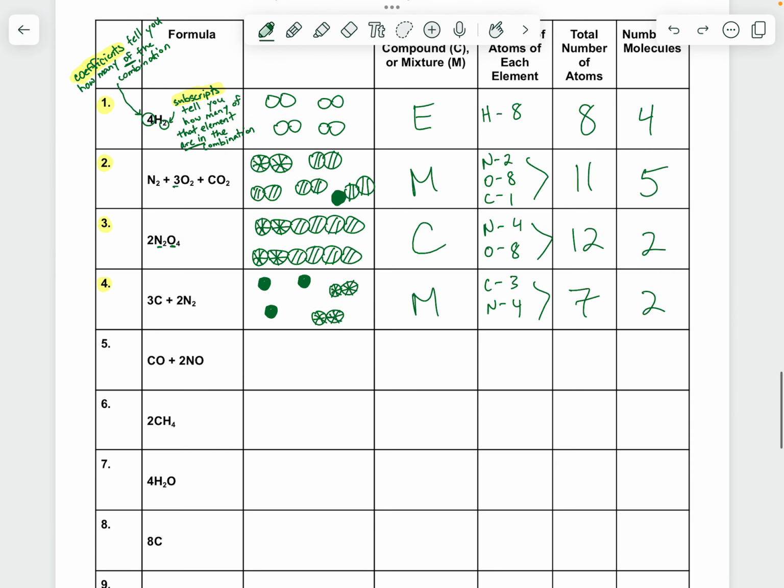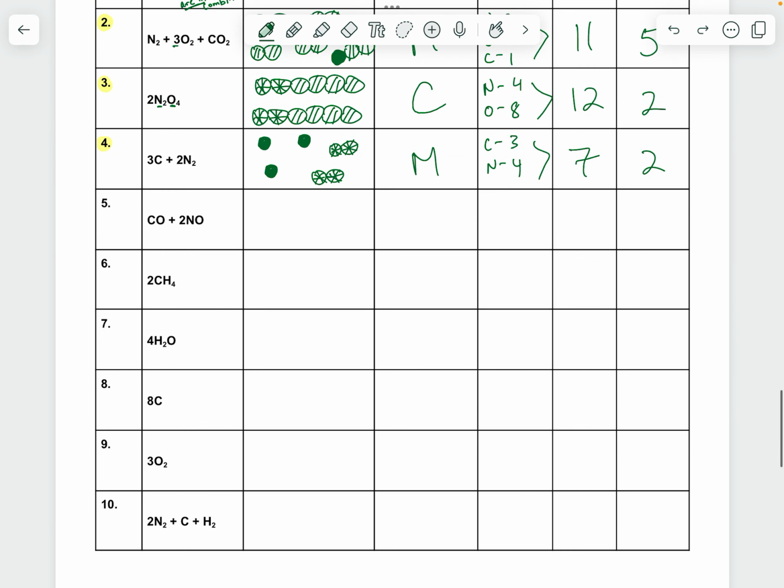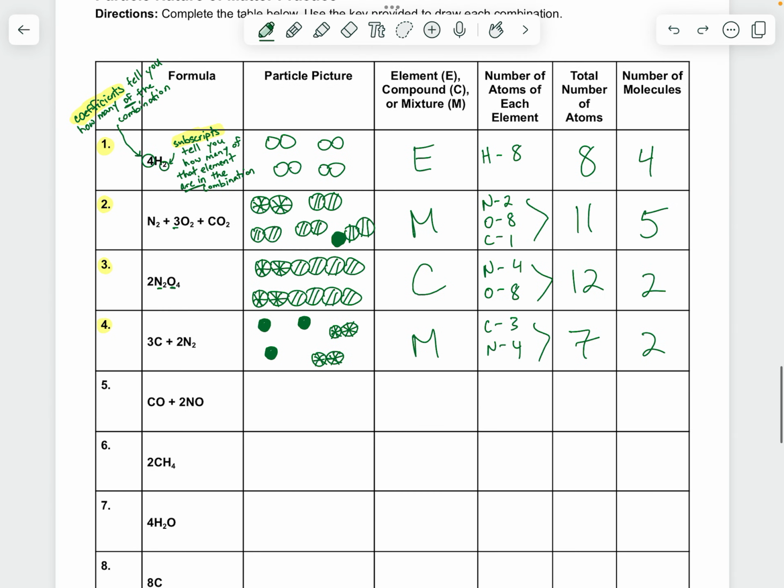All right, so hopefully this gets you started on the rest of this chart. As always, if you have any questions, feel free to let me know.